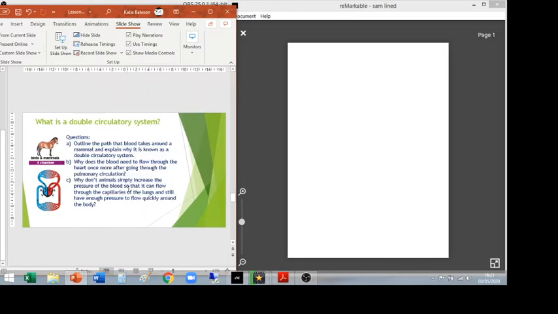Nice one. Why does the blood need to flow through the heart once more after going through the pulmonary circulation? And this bit is important. After going through the pulmonary circulation, going basically through all the capillaries in the lungs, the blood is under very low pressure. So even though it's got all the oxygen those respiring cells need, it would take so long to get to those respiring cells because it's under such low pressure, you wouldn't be able to support your metabolic demands. So it goes back to the heart once more.